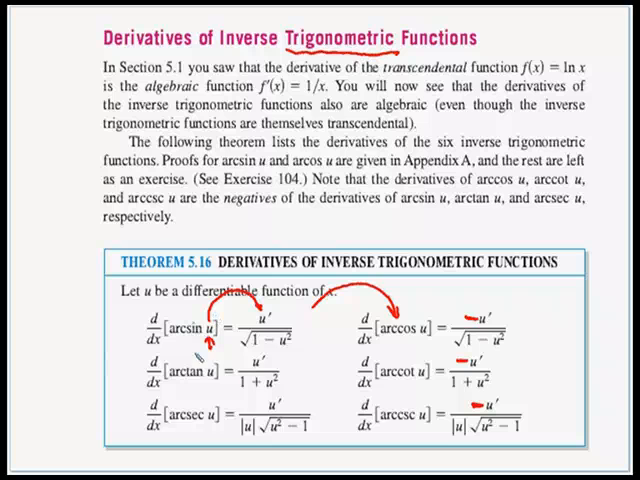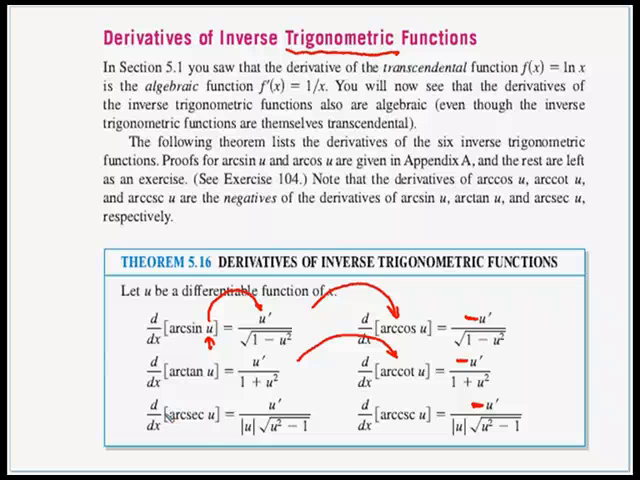Now let's look at the difference between arcsine and arctan. We see the radical is gone from the denominator, and this minus sign is now a plus. So it becomes 1 plus u squared in the denominator, no radical. Numerator is still u prime. Again, negate that to get arccotan.